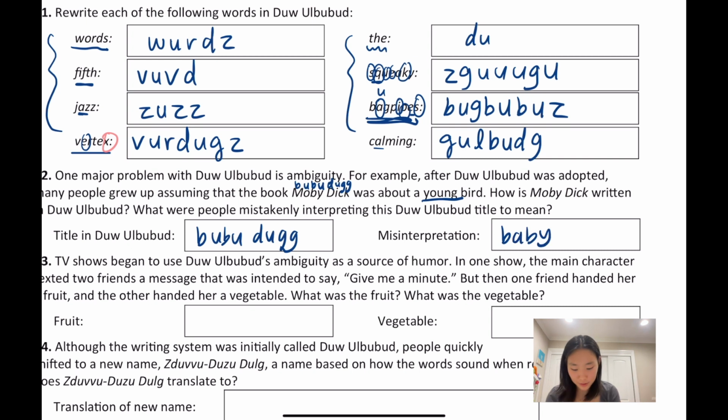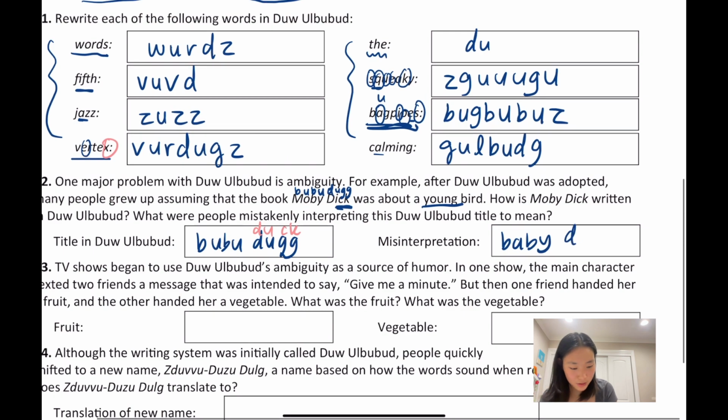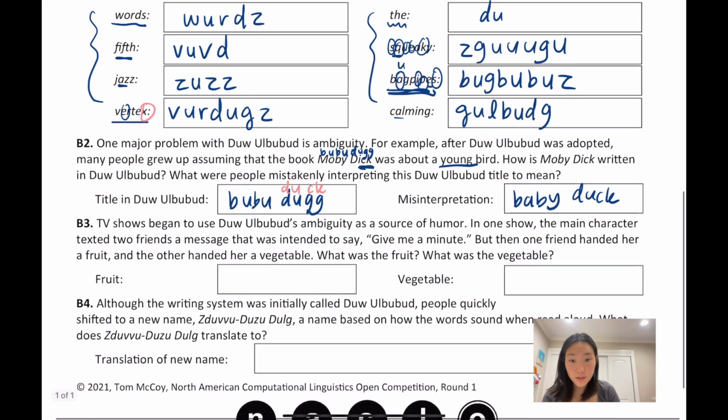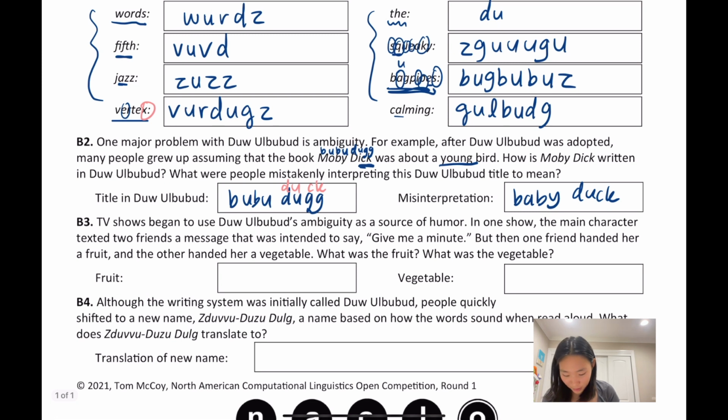Doug. What does Doug sound like, right? It sounds like duck. And CK also makes sense, right? Because like this alphabet CK works, and if this doesn't change, then this would just be baby duck. And that completes B2. All right, great. So we have 2 more left.